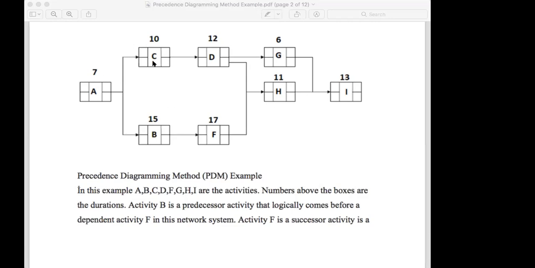Now this one, you see this one, C and B starting after finishing A. Okay. Now this one, I starts after finishing G and H. So G and H are finishing at the same time. So those are the relationships you have to understand. So this is the network precedence.